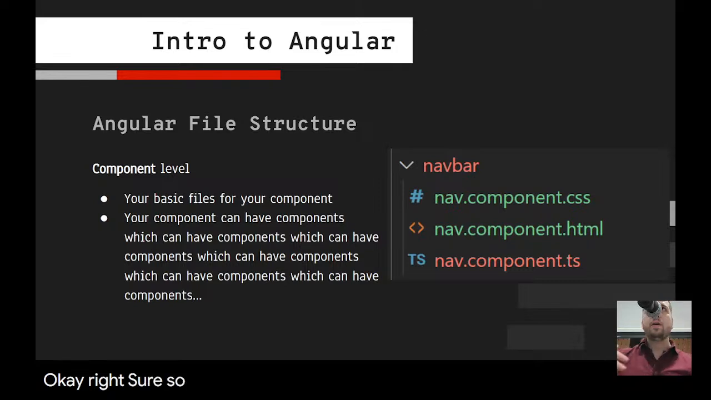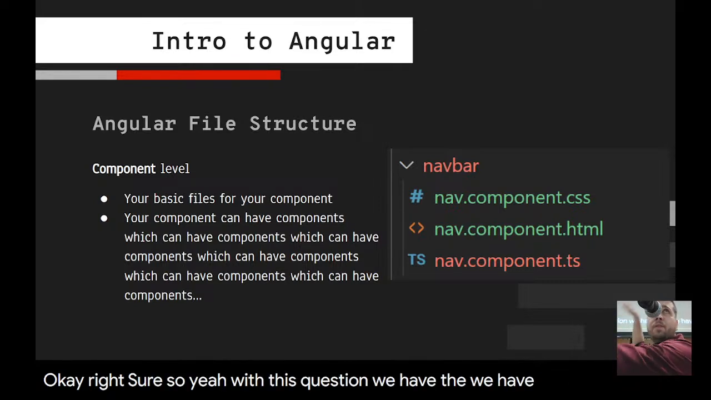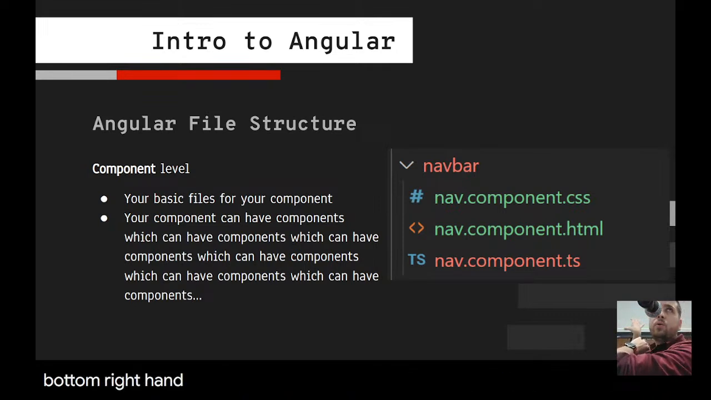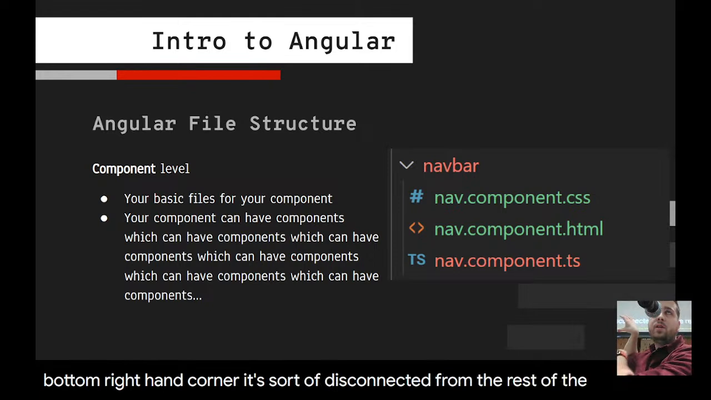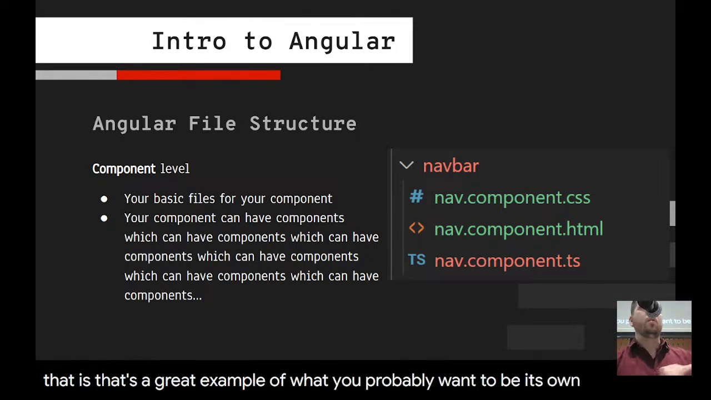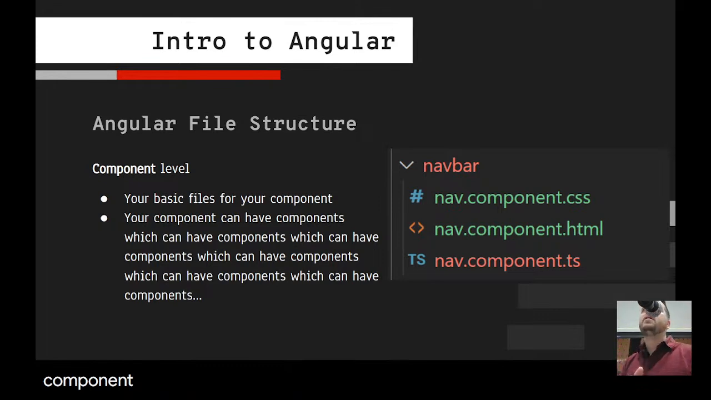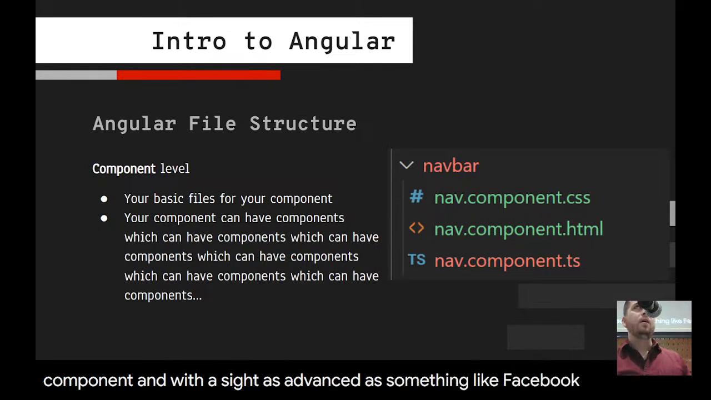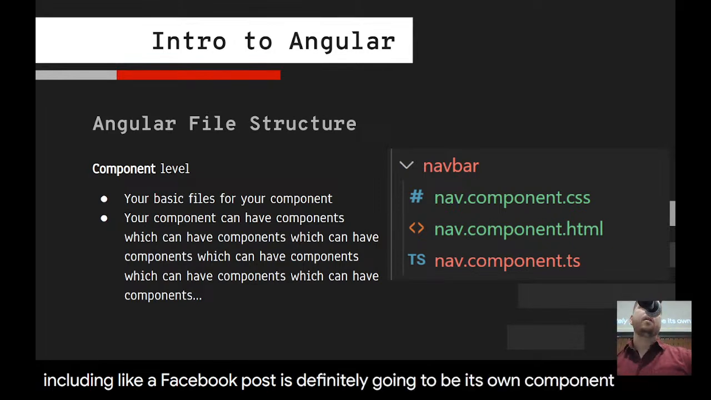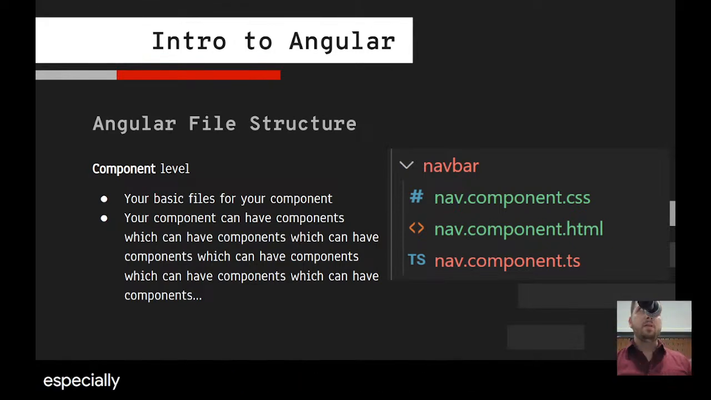Sure. So with this question, we have the Facebook website, and then we have a chat window that pops up in the bottom right hand corner. It's sort of disconnected from the rest of the website. That's a great example of what you probably want to be its own component. And with a site as advanced as Facebook, everything, including a Facebook post, is definitely going to be its own component. Especially if it was written in Angular, that would be its own component.